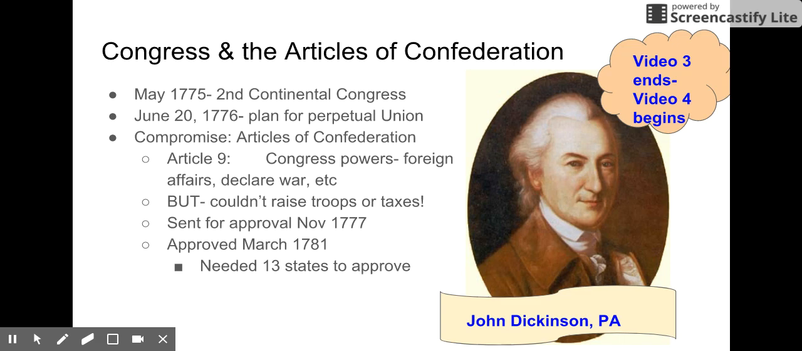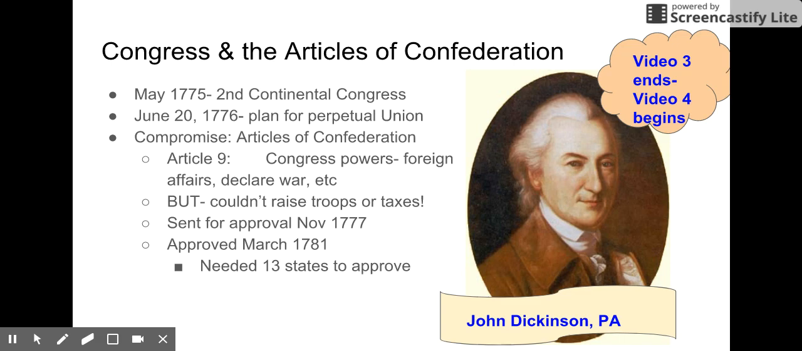So, for example, Article 9 gave Congress the sole authority to regulate foreign affairs, to declare war, to mediate interstate boundary disputes, to manage the post office, to administer relationships with the Native Americans living outside the state boundaries. But the Articles also limited what Congress could do. Broad governing powers were given to the states.